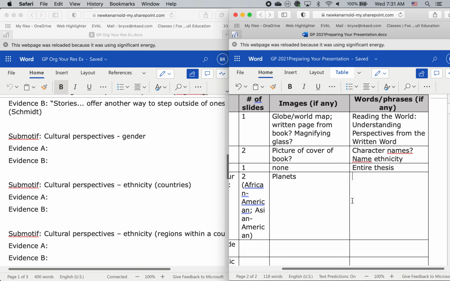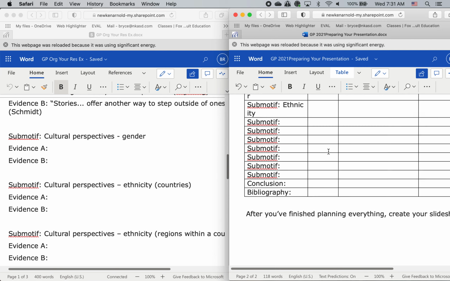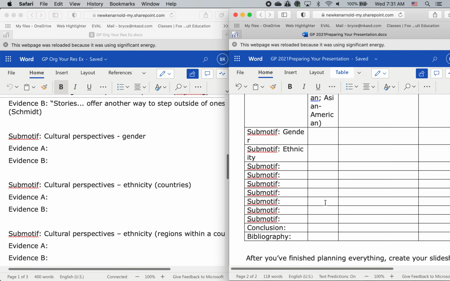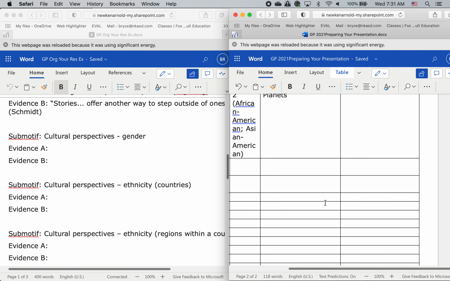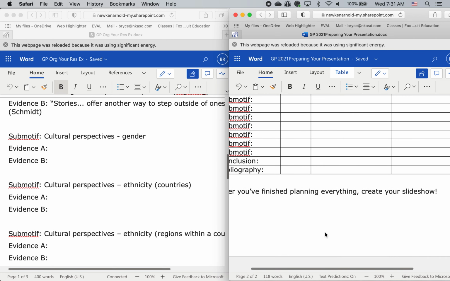Using words, if there is a quote that is particularly worded that you couldn't master or paraphrase, and you want to cite or give credit to the person who put it together that way, that would be a good choice to use words instead of images. Okay, so you're going to go through and you're going to do that for the whole thing. Okay, just a way for you to brainstorm and think about it before you create your slideshow.